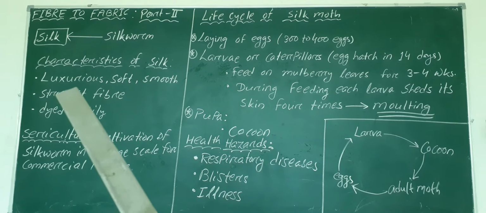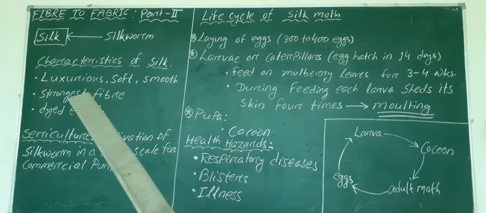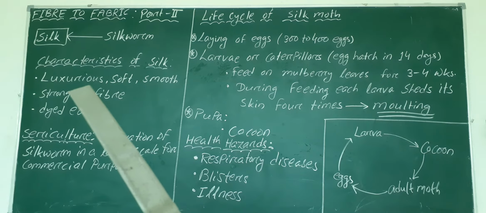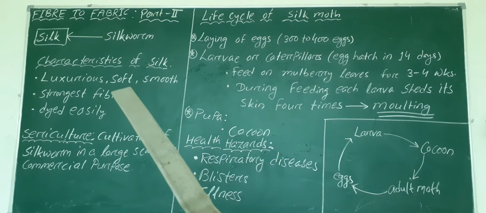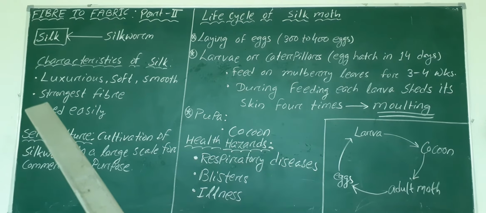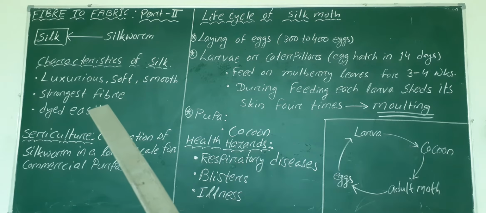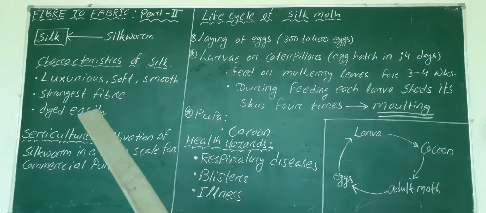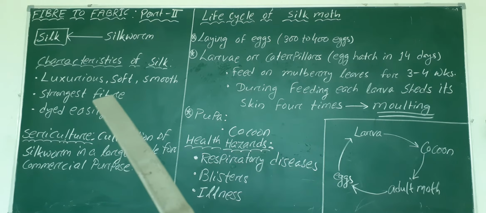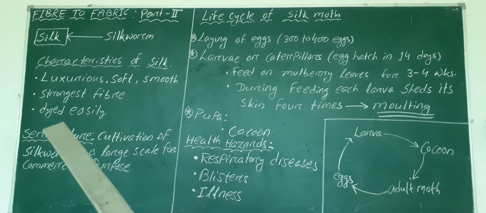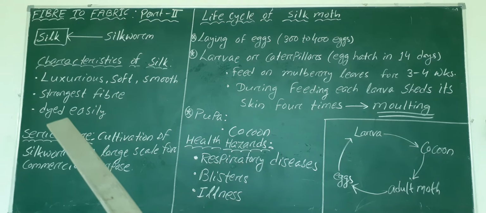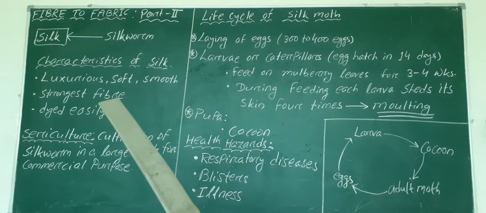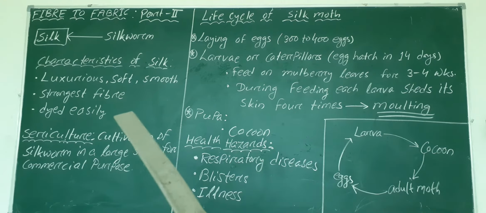What are the characteristics of silk? It's very luxurious. It is very costly also. It is soft, smooth and non-slippery in texture. Silk is the strongest natural fiber that is available. But it loses about 20% of its strength when wet. When we put the silk in water, it loses 20% of its strength.